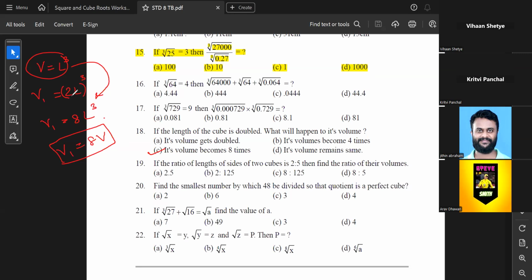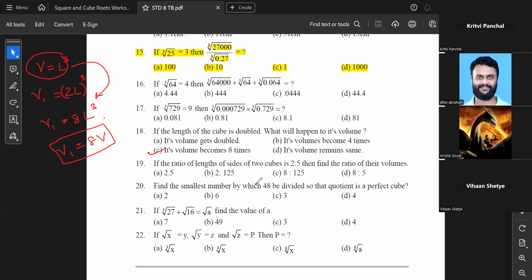Is there any other doubt? Vihan, your doubt is done, right? You can put your hands down. Prithvi, you can ask your doubt.